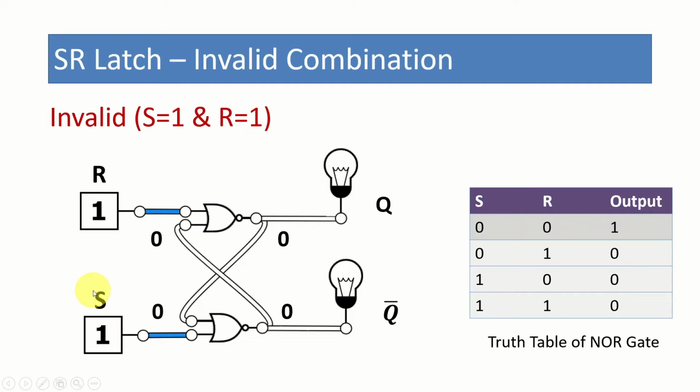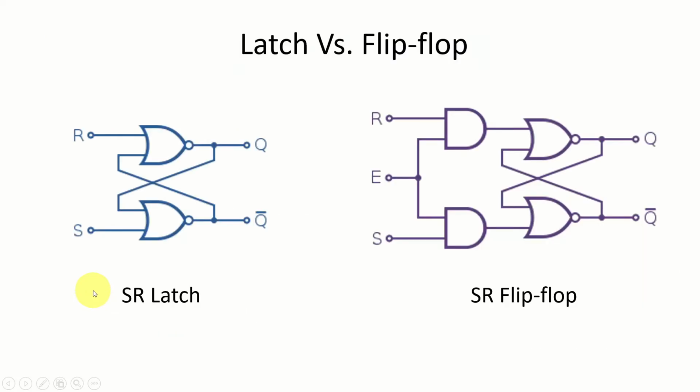And we must not let both S equal 1, R equal 1 situation, because it results in an invalid scenario. Right. So we mentioned two words when we were discussing sequential circuits, the latch or flip-flop. I told you that the latch is the basic component, the flip-flop is the more advanced component. The latch is made up of simple logic circuits, whereas the flip-flops are made up of the logic circuits plus our existing latches. So let's compare the differences between latches and flip-flops.